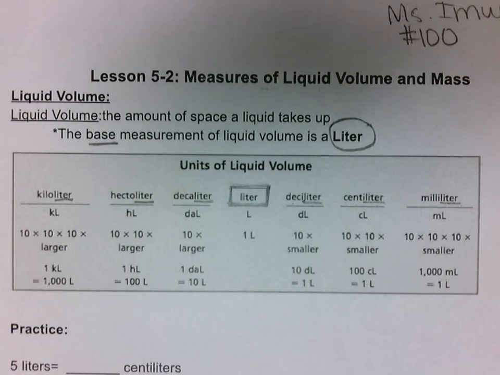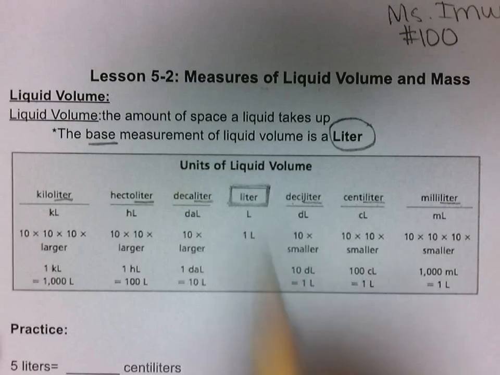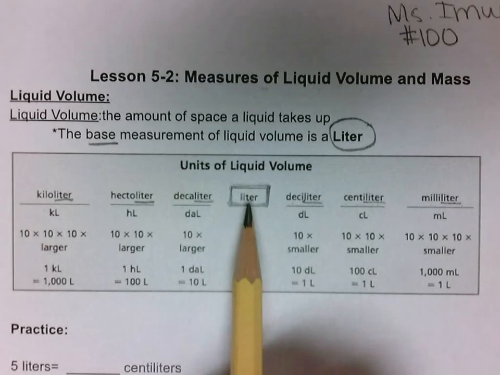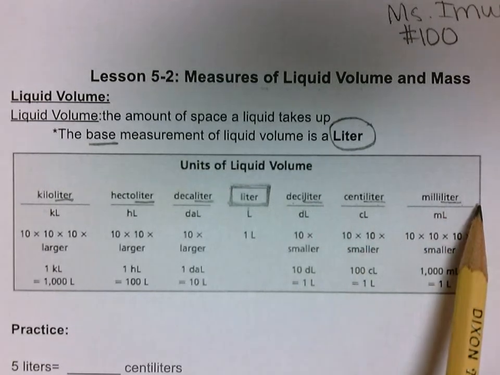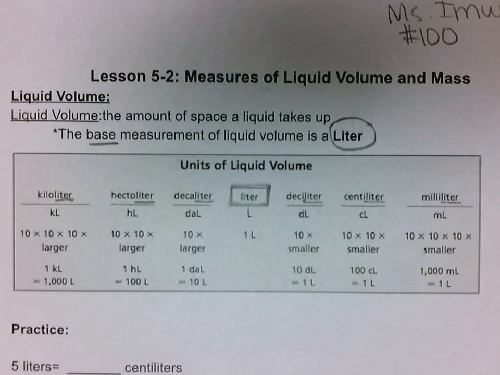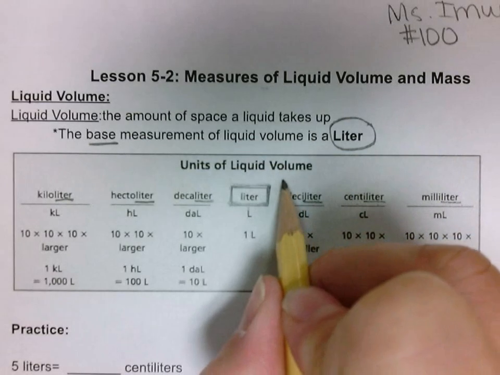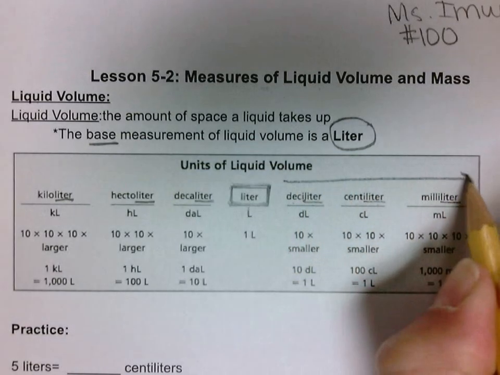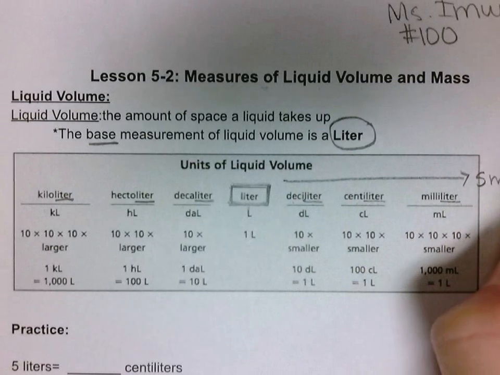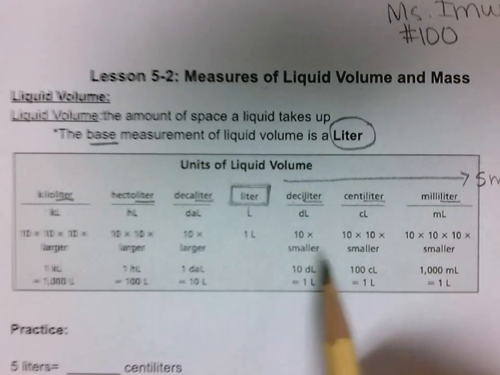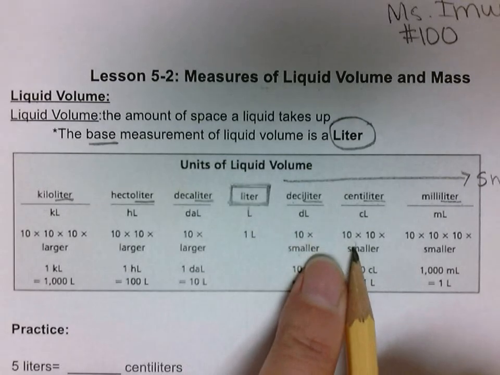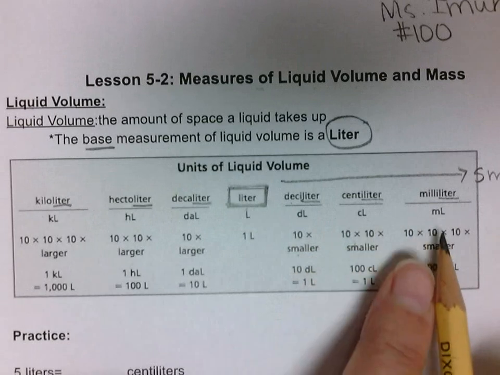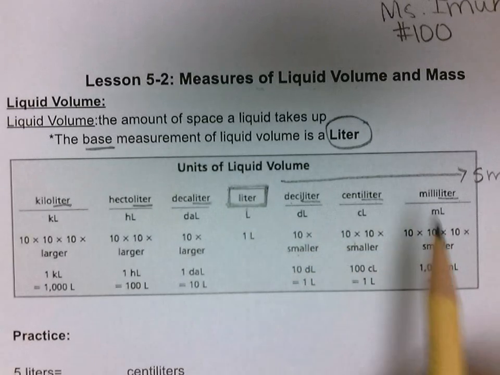Now, if we look at how this chart is set up, we can think about the base unit as where we kind of start. Everything to the right of the base liter is going to be a smaller unit of measure. So let's draw an arrow pointing to the right. These are all smaller units. So we can see after a liter, a deciliter is smaller than a liter, a centiliter is smaller than a deciliter and a liter, and a milliliter is the smallest unit of measure for liquid volume that we are going to talk about.